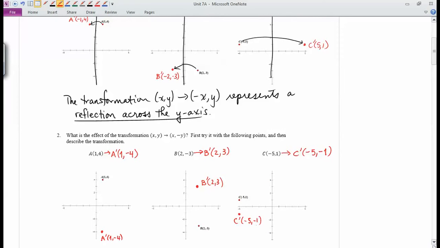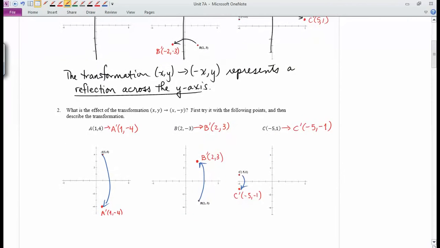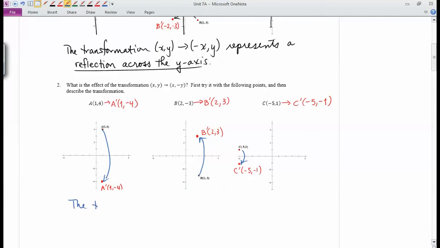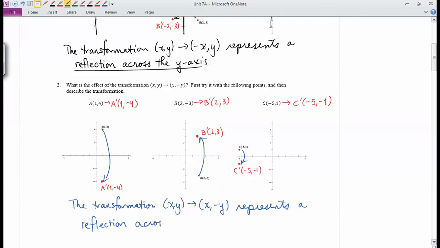And if you look at these guys, what's happening here is we're bouncing across the x-axis instead. It went from A to A prime, bounced across the x-axis, and so on for the others. We got mirror images over there. So in this one, the transformation (x, y) turns into (x, -y) represents a reflection again, but this time it's across the x-axis.